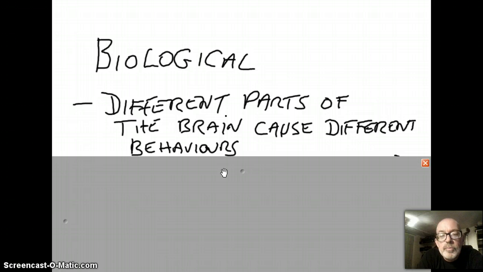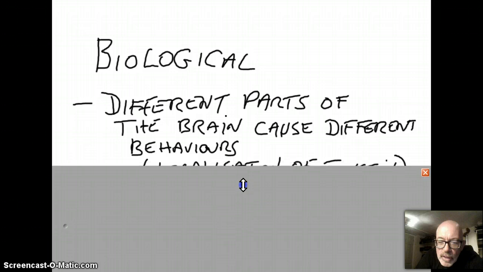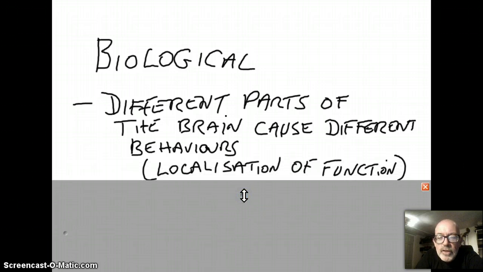The back part of my brain is responsible for vision and processing vision. So different parts of the brain cause and process different behaviors. Another way of saying that is that different locations in the brain are responsible for different functions, and we call that localization of function. So that's something that we'll build on in class. The most obvious one, and the one that you've probably heard quite a lot in lower school, of course, is that the left-hand side of the brain is responsible for the right-hand side of the body, and vice versa.